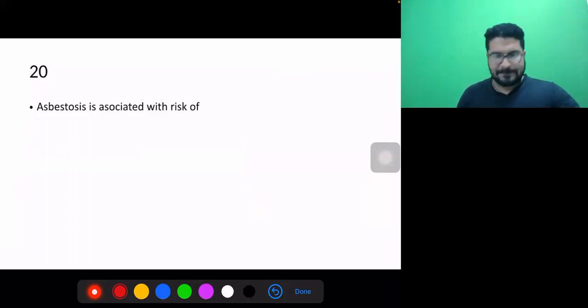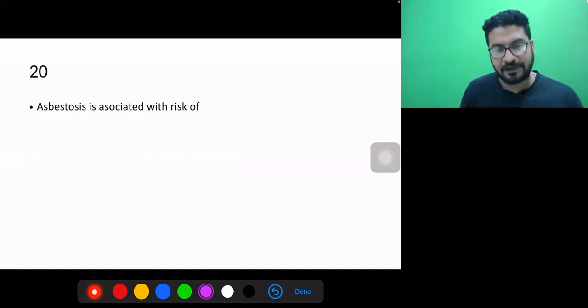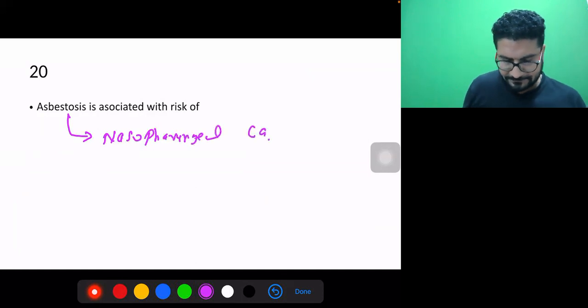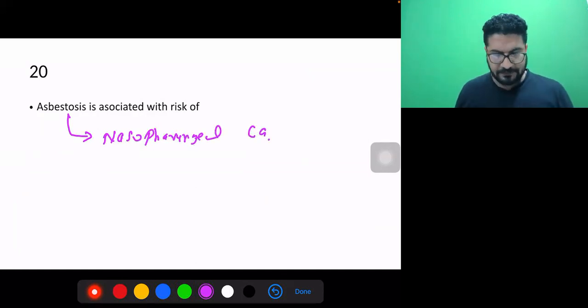Asbestosis associated with adenocarcinoma of lung was not given in the option. You know, the most common cancer with asbestosis will be adenocarcinoma of lung, but that was not given in the choice. Mesothelioma, your favorite, that was also not in the choice. So remember, this is associated with nasopharyngeal cancer. So remember this thing, asbestosis is associated with nasopharyngeal carcinoma. Asbestosis is also associated with nasopharyngeal carcinoma.